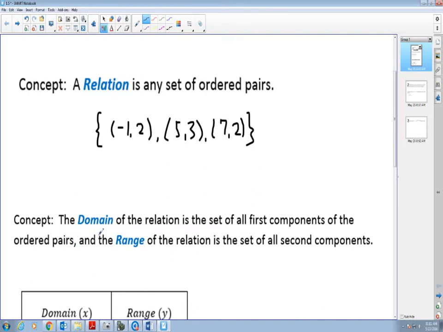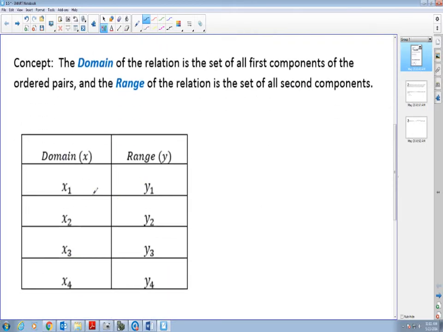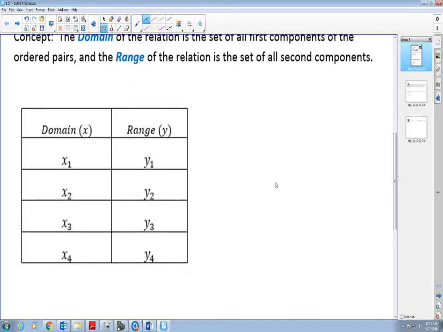The domain of the relation is the set of all first components of the ordered pairs. So in my example up here, the domain will be -1, 5, and 7. It's the first component of the relation, and the range of the relation is the set of all second components. A lot of times we say domain is referring to the x values of your function, and the range is referring to the y values of your function. All right, so here's an example. For domain and range, the first component is x. The second component is y. So what is called a function?